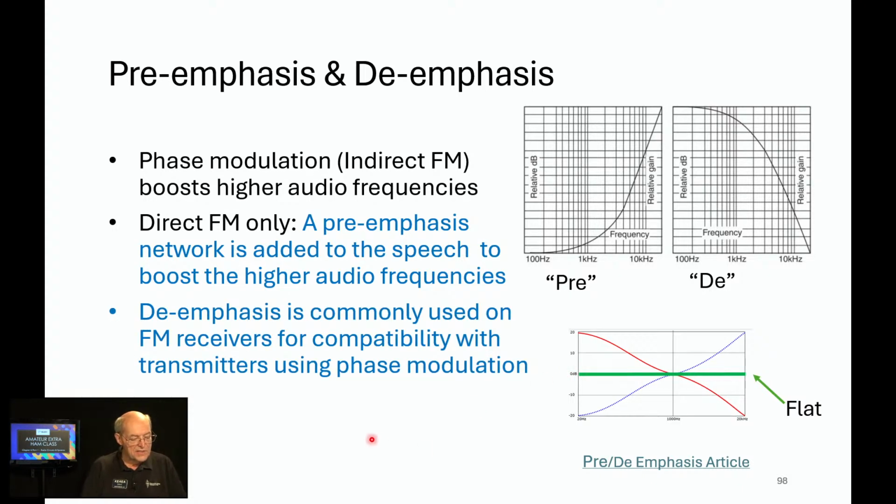So de-emphasis is commonly used on FM receivers for compatibility with transmitters using phase modulation. Without all of this explanation, that's a little hard to understand, because you get the boosted high frequencies for free with a phase modulator. You have to do it on purpose for direct FM, and when that is done, you've got the same thing arriving at the receive side, and it'll flatten it out.